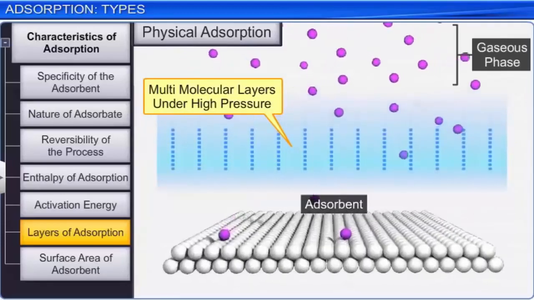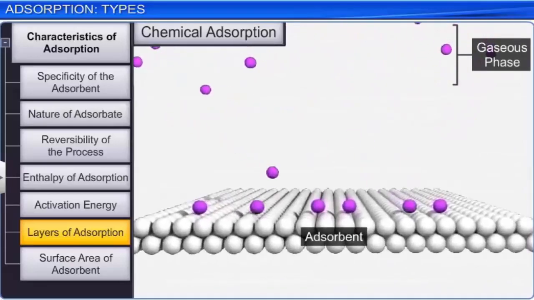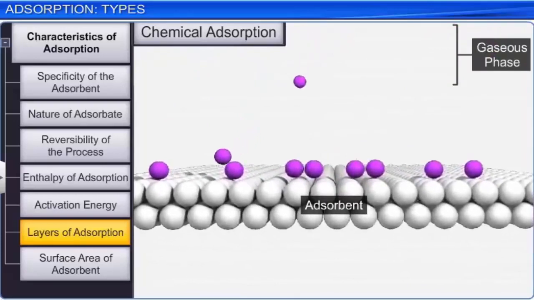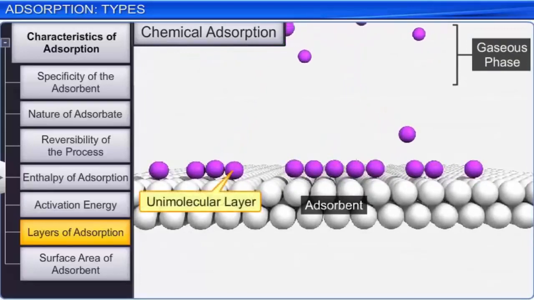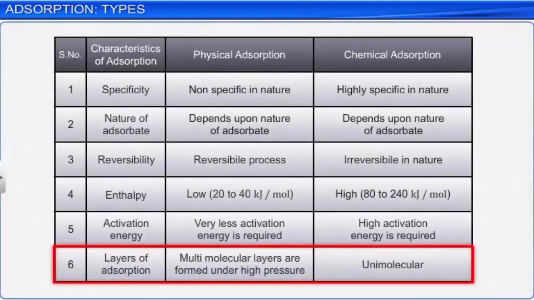In chemical adsorption, a chemical bond is formed with the molecules that come in direct contact with the surface of the adsorbent. Hence, only a unimolecular layer is formed in chemical adsorption. Therefore, multimolecular layers are formed in physical adsorption, but only a unimolecular layer is formed during chemical adsorption.